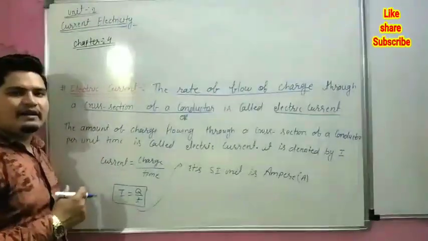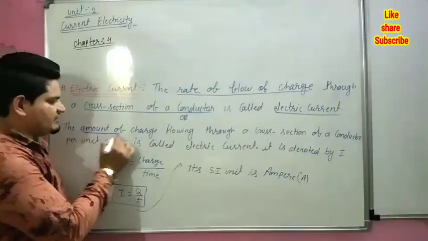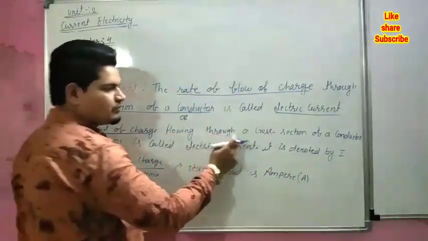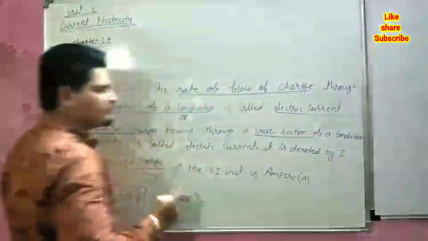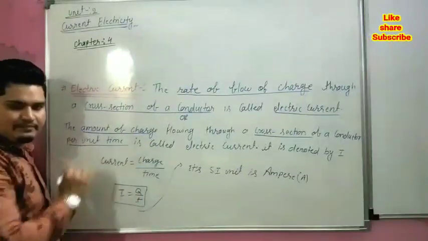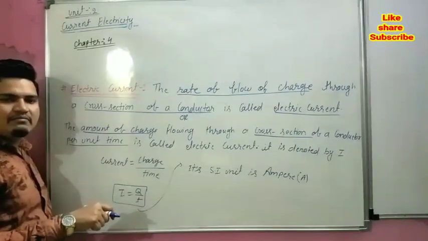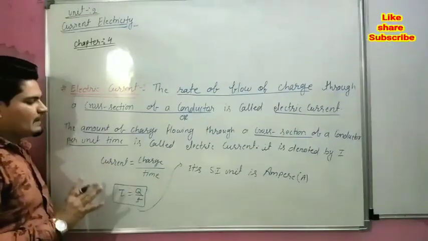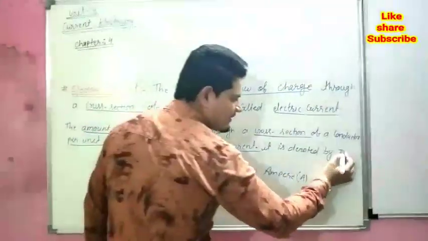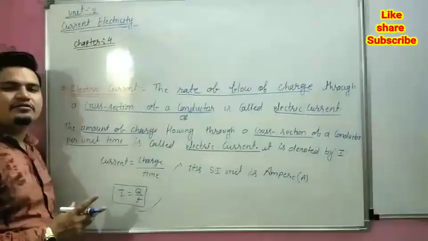To understand, we are taking one more definition of electric current. The amount of charge flowing through a cross section of a conductor per unit time. The total amount of charge flowing per unit time through any conductor is called electric current. It is denoted by I.